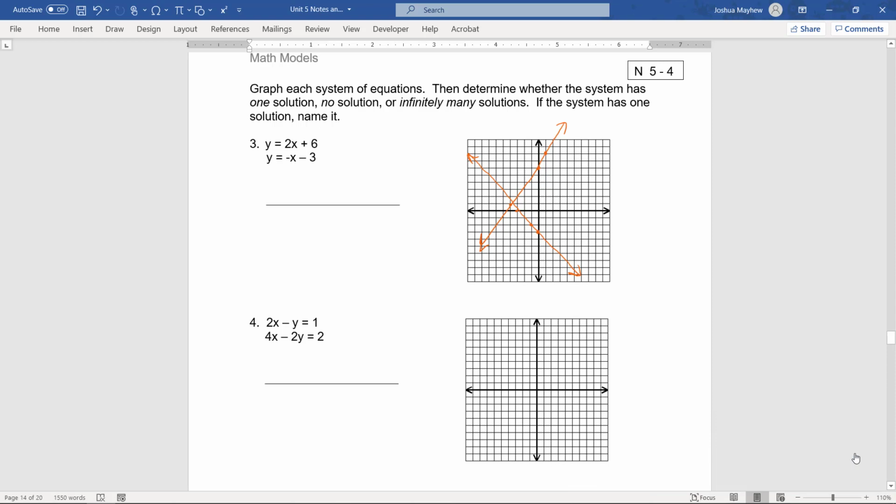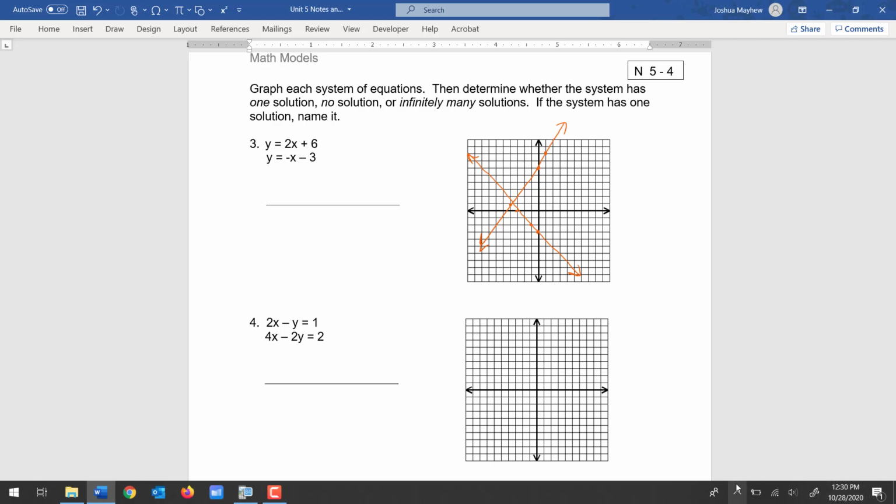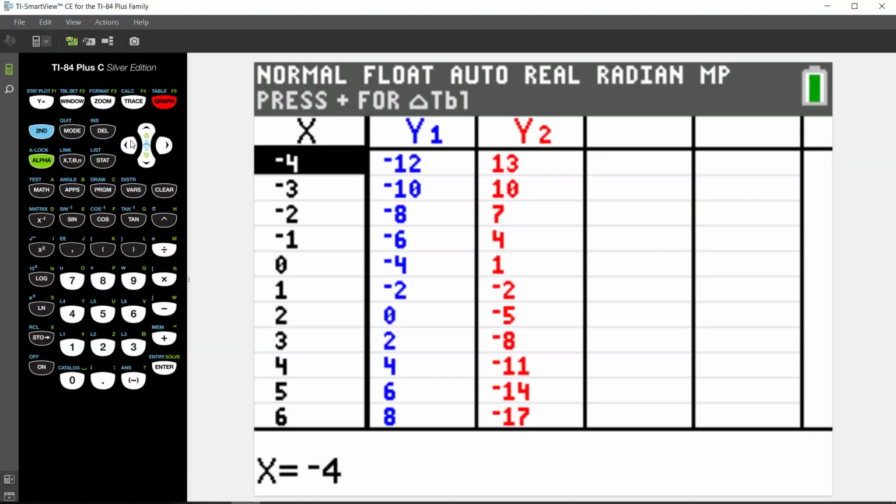So I'm going to show you a different way to do this. Graphing by hand always works as long as you use a straight edge, use a ruler. Another way to do it is using your calculator. So we're going to go to the calculator.